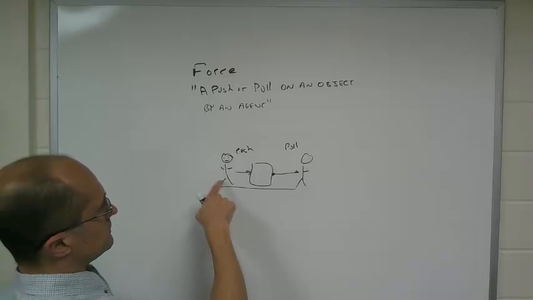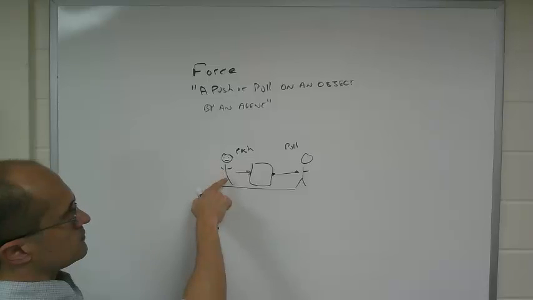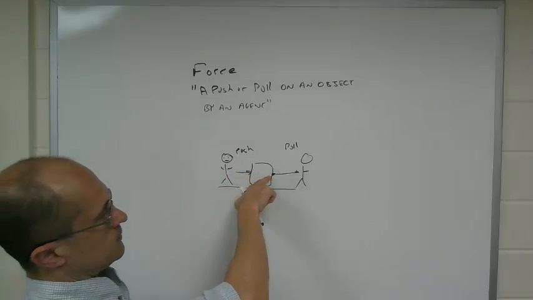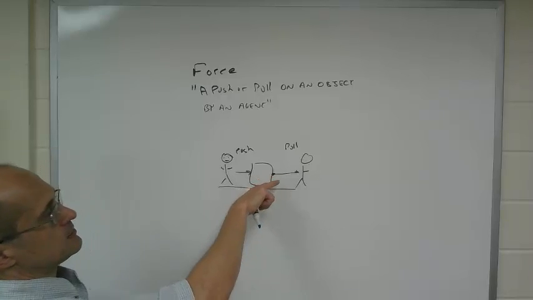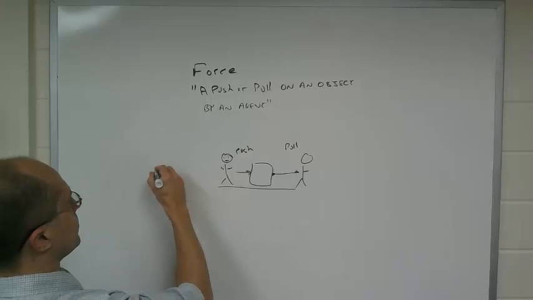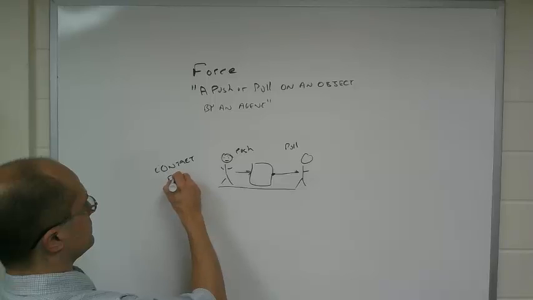And the agent is whatever is supplying this force. So in this case it would be the person's hands on the box, or in this case the rope attached and the person pulling the rope. Now, this type of force is what we call a contact force.